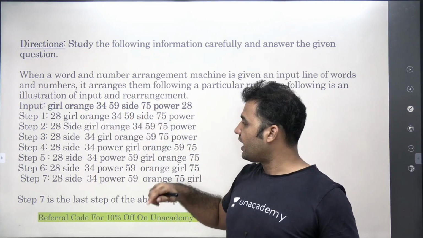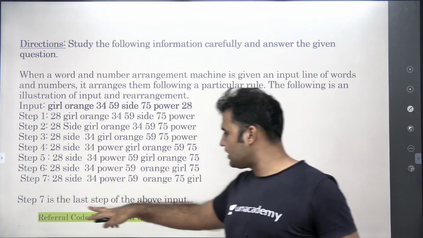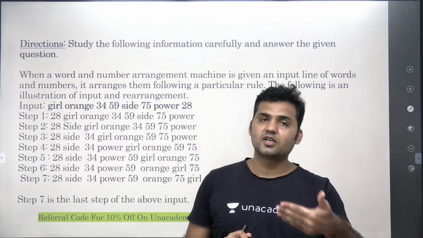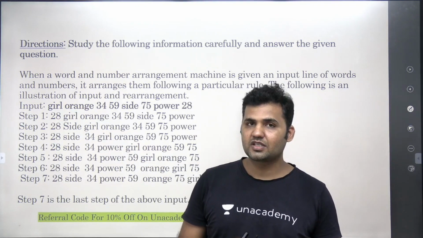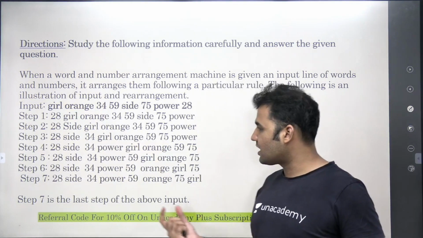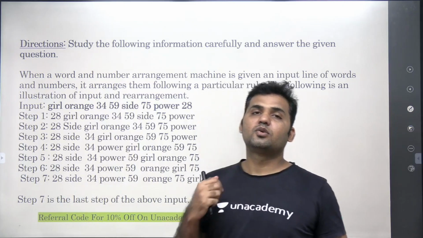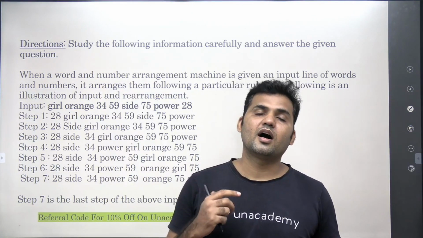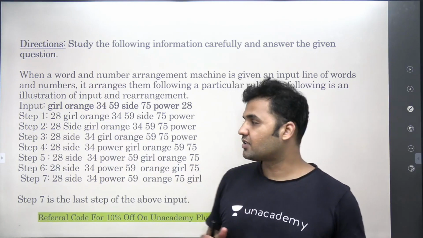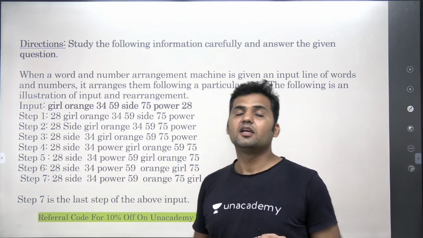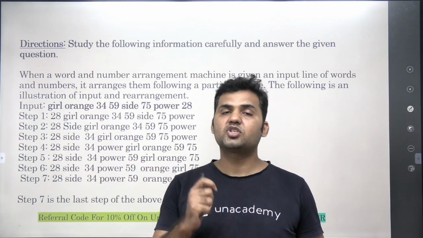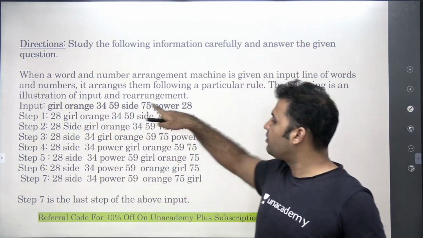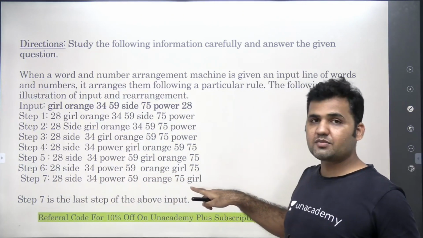All right. And finally, step 7 is called the last step. So this has to be the first step of yours for finding the solution of this type of set: you directly look at the last step to get to know what actually is the final input that you are looking for. What exactly is the final arrangement that the machine is giving you as a final output? So this is the input and this is my output. So what is the machine doing?